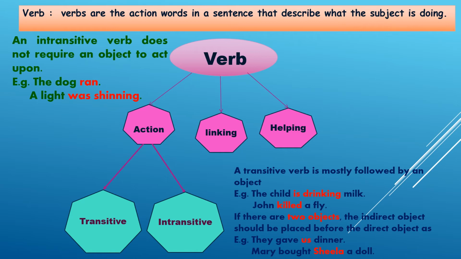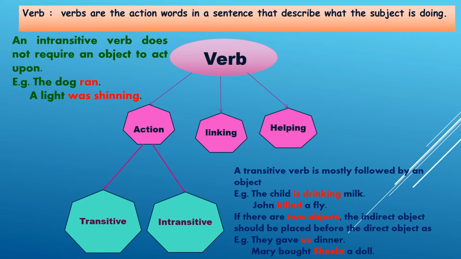If there are two objects, the indirect object should be placed before the direct object. So children, generally you will see one object in a sentence, but most of the time there can be more than one object in a sentence. So how will you arrange those objects in the sentence? If there are two objects, the indirect object should be placed before the direct object. So always keep in mind that the indirect object will come first and then comes the direct object. Example, they gave us dinner. So how will you find out which one is the direct and which one is the indirect object?